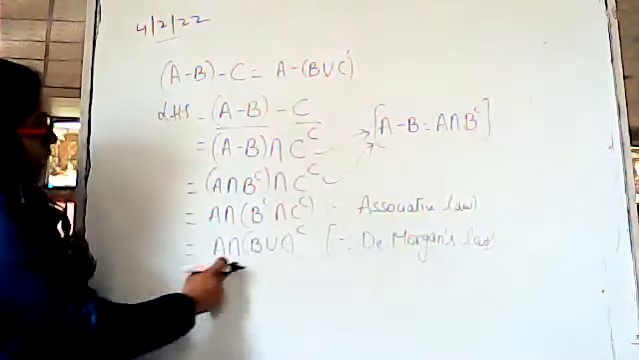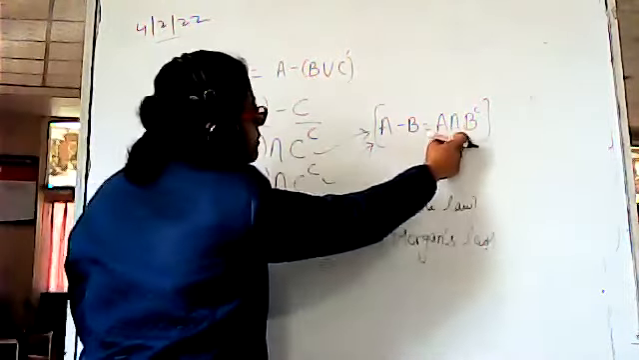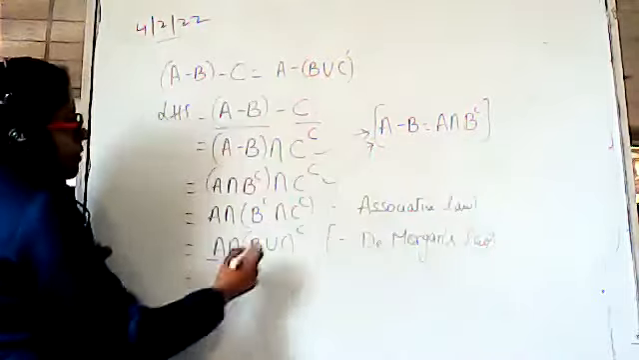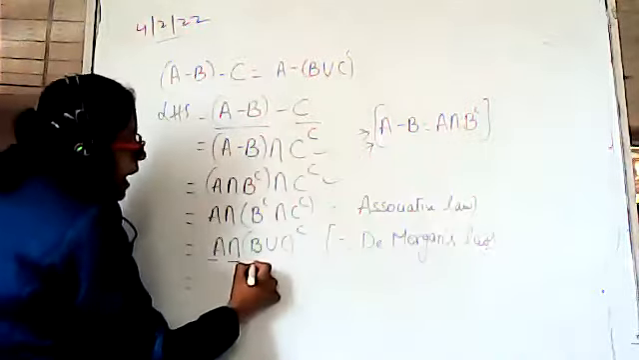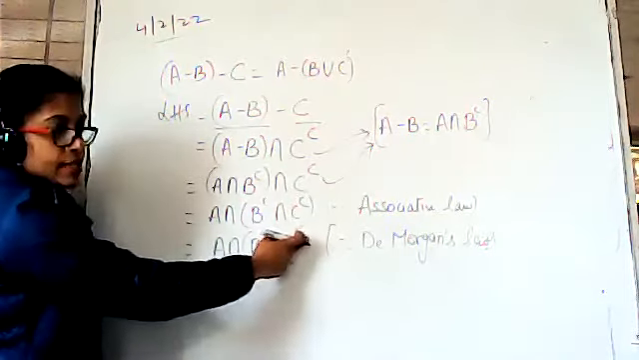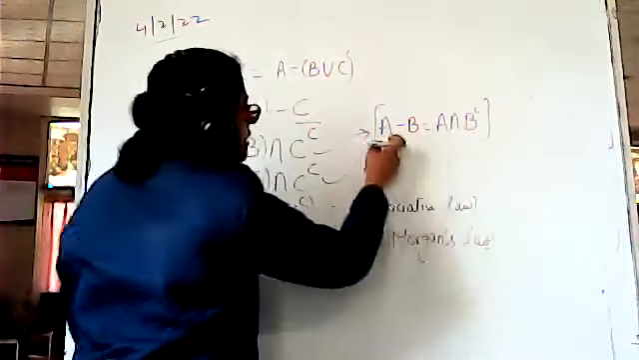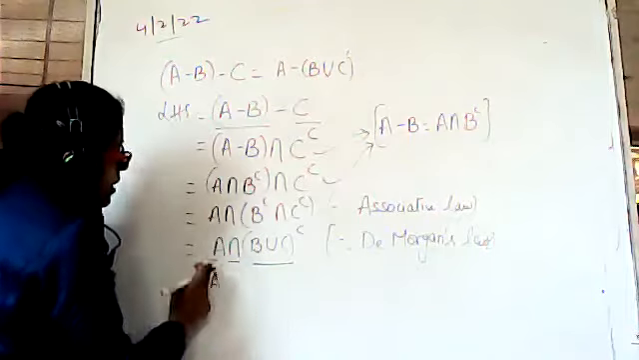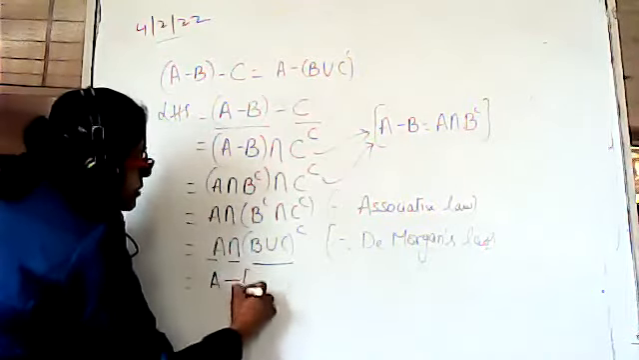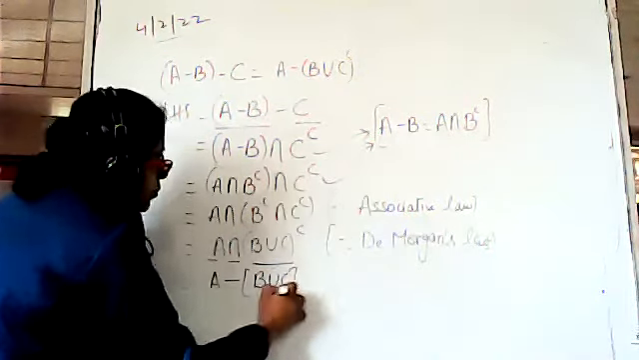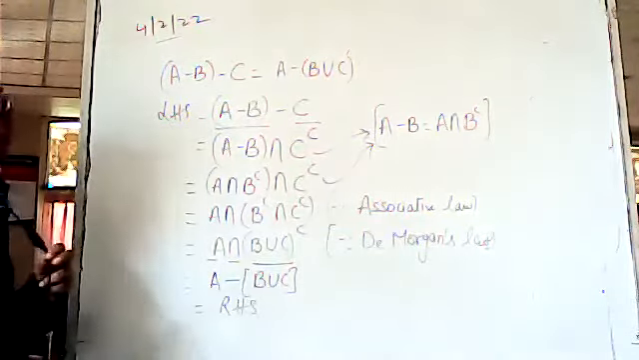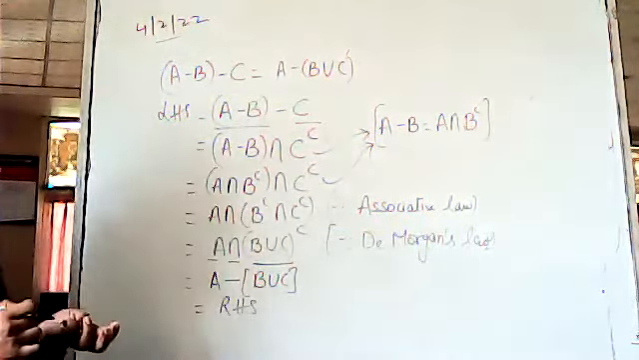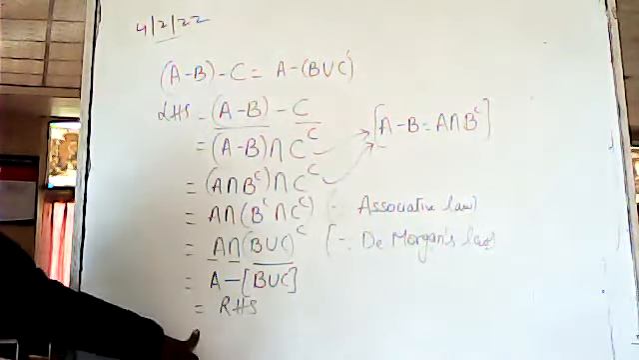Now again, compare this with the right hand side. A, this is intersection, this intersection, and the complement of second set. It can be written as A minus B. A intersection की जगह पे minus and second set, that is B union C, which is equal to right hand side. So this is equal to right hand side.